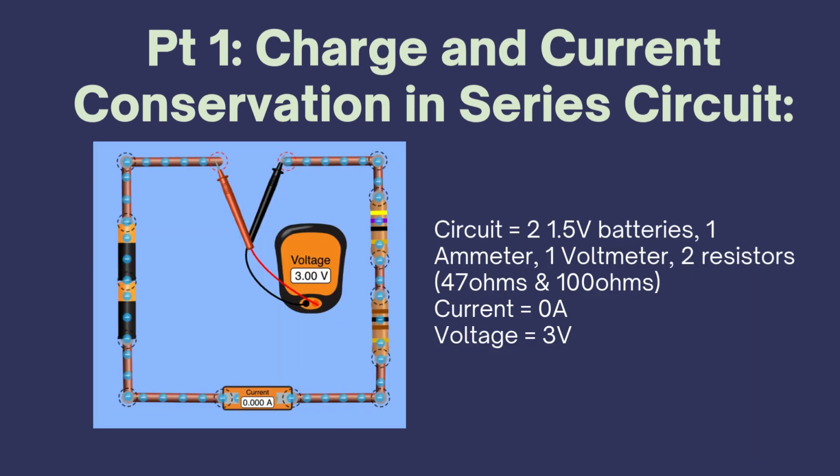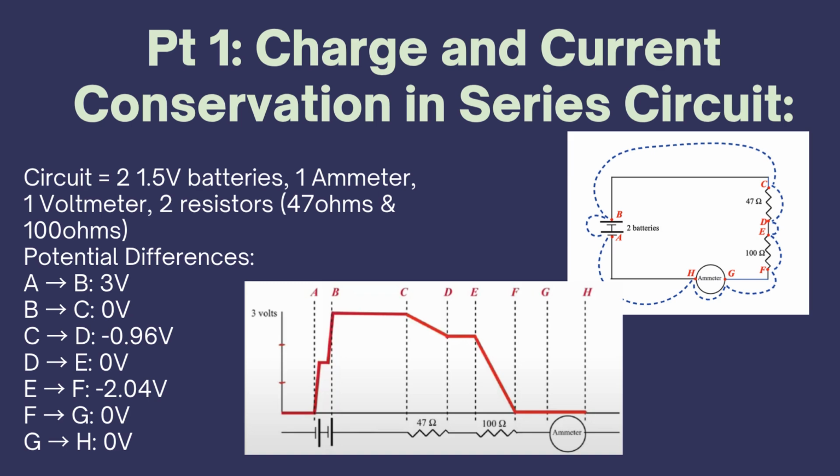And then this is the same circuit, but we switched out an ammeter for a voltmeter, which will decrease the current to 0 amps since this is not a closed circuit. But the voltmeter reads 3 volts, which makes sense since this is the total voltage of the two batteries combined. And then we close the circuit and use the voltmeter to measure the potential difference at points A through H in the circuit, all with the net potential difference equaling 0 volts.